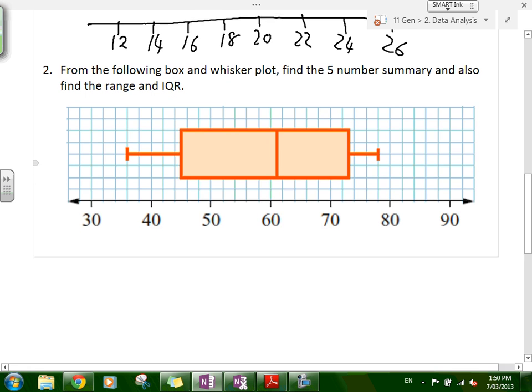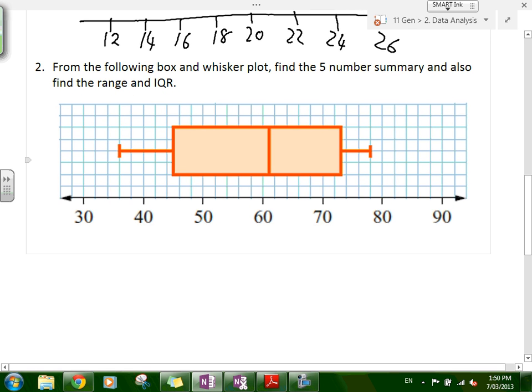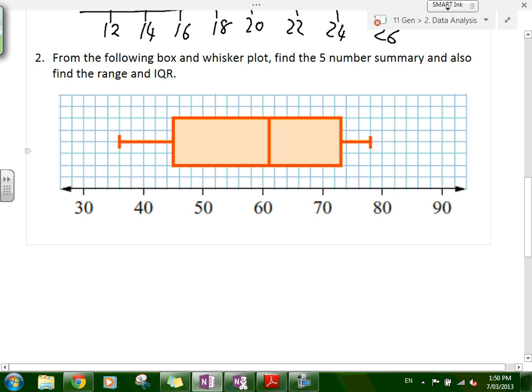Have a look. From the following box and whisker plot, find the 5 number summary and also find the range and interquartile range. Okay, 5 number summary. Harrison, give me the lower extreme. Well, I thought it was 36. Right. 5 number summary. Right, so lower extreme is 36.